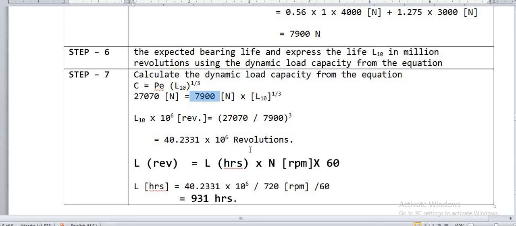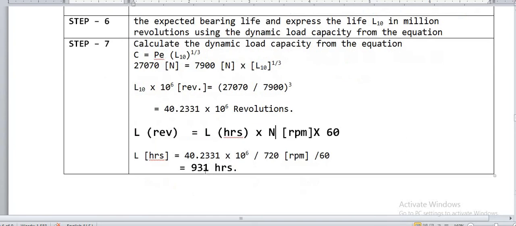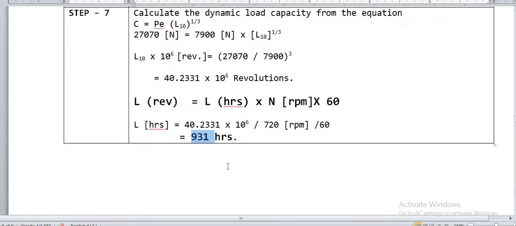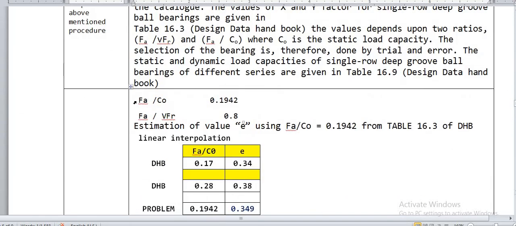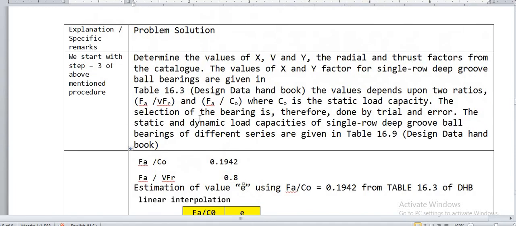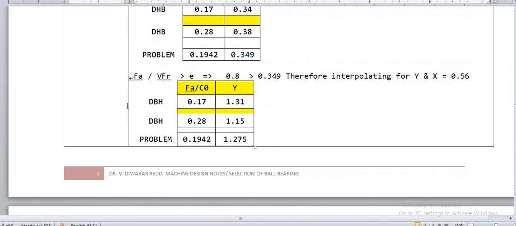So these millions of revolutions are converted to number of hours based on the rated RPM. The rated RPM is 720 RPM. Therefore, the number of working hours is going to be 931 hours.